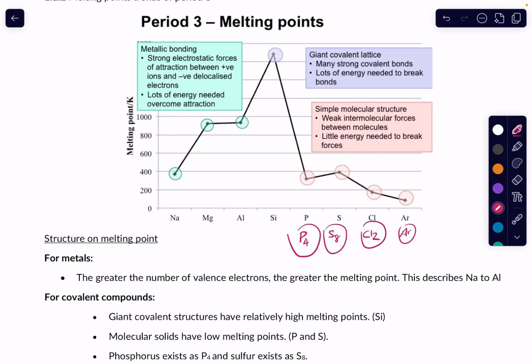In order for me to melt these, I need to break the intermolecular forces between them. So going back to the previous video of last week, with intermolecular forces, the bigger the molecule is, the more energy it's going to need to break. Explain why that is the case. That's what we're going to be looking at. You can see the different sizes of the molecules here, and obviously argon will be the smallest of those lot.